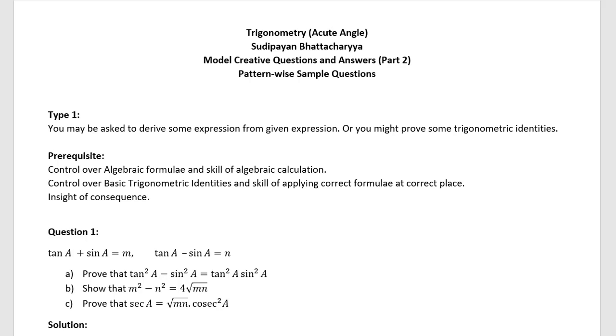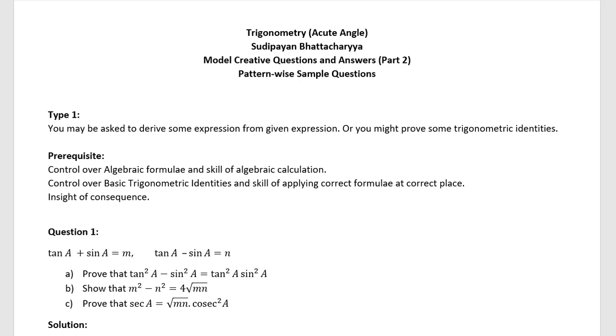This class is the second part video of trigonometry classes. I hope that you all have participated in the part 1 video. In this video, I am going to discuss pattern-wise sample questions, and today this lecture will consist of type 1 creative questions. In type 1 creative questions, you may be asked to derive some expression from a given expression.